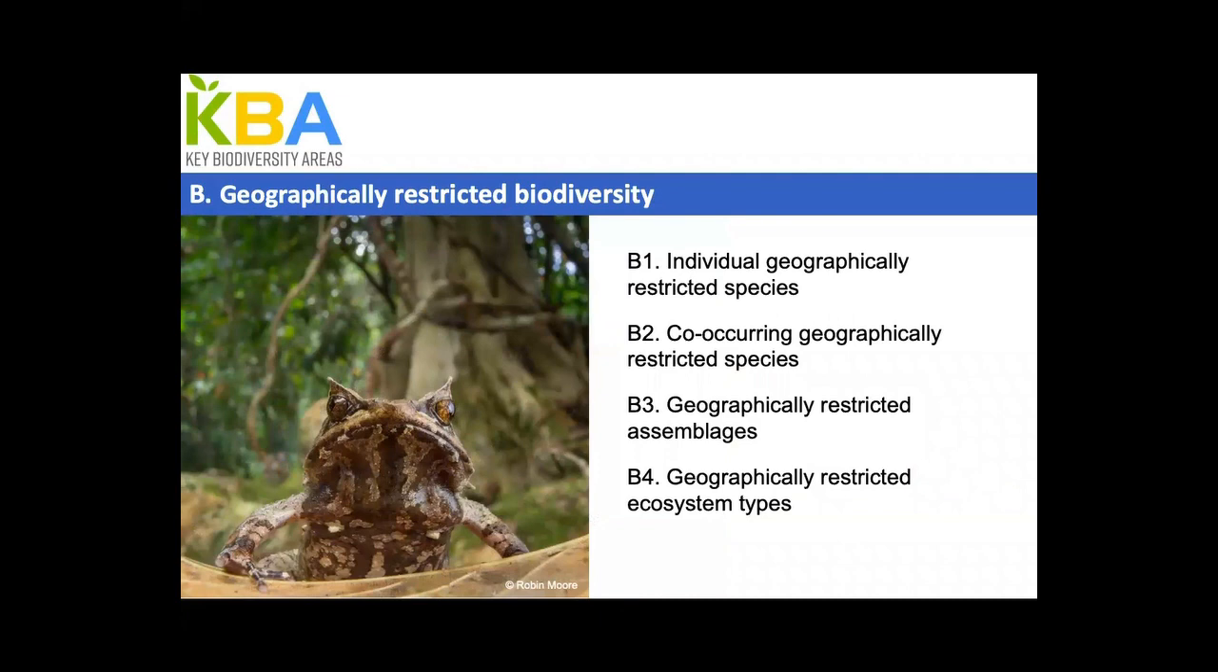Sites meeting criterion B are important for biodiversity that is geographically restricted. These sites hold a significant proportion of the global population of an individual geographically restricted species under B1, co-occurring geographically restricted species under B2, geographically restricted species assemblages, or geographically restricted ecosystem types. So again, we see the balance between species and ecosystem types.